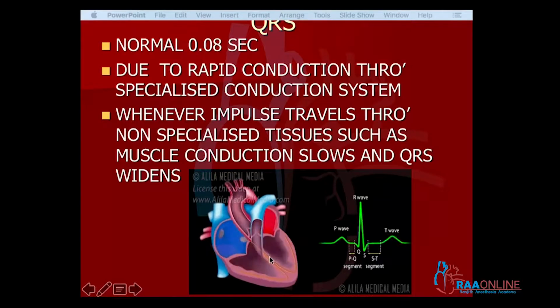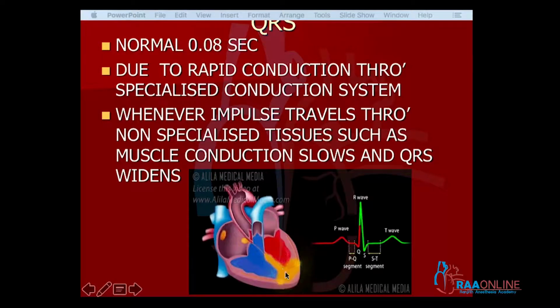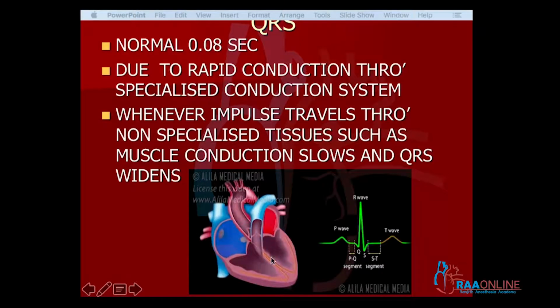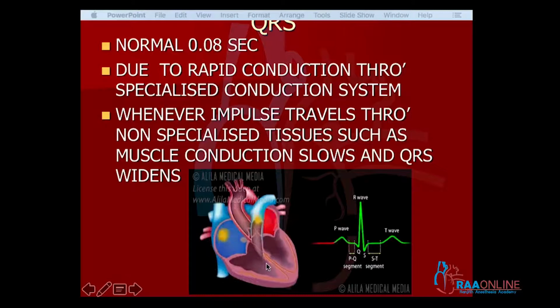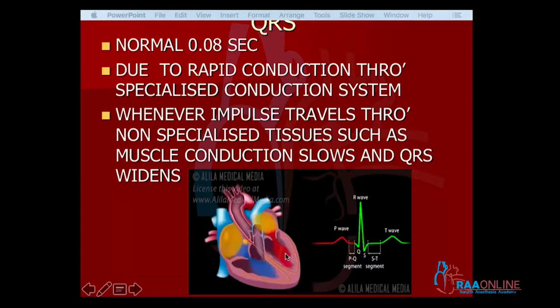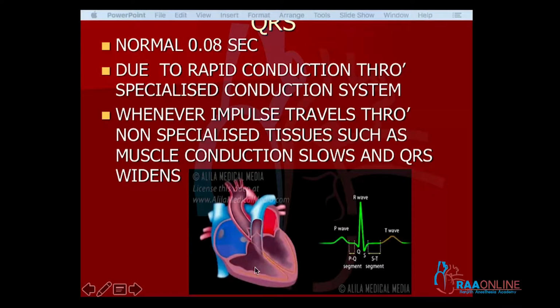Another concept you have to understand is that in a normal ventricular depolarization, the right and left ventricles are depolarized simultaneously. Whereas in bundle branch block, where the specialized conduction system to a particular ventricle is blocked, the ventricle with the intact bundle will be activated earlier. The ventricle with the blocked bundle will be activated later, through the impulse coming from the intact bundle ventricle.